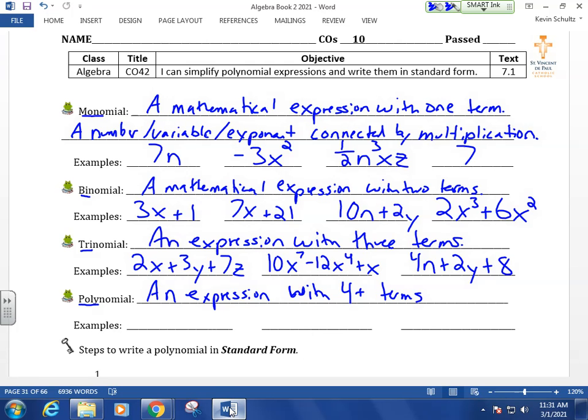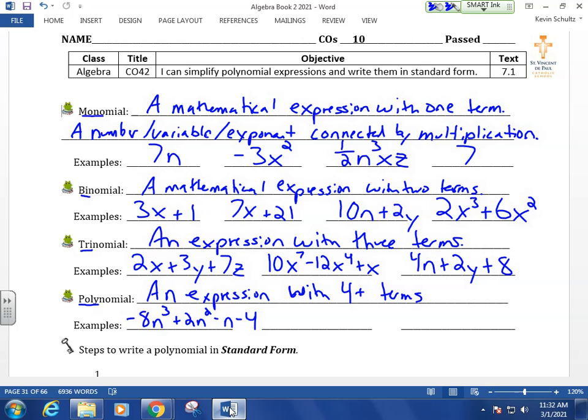So some examples might be negative 8n cubed plus 2n squared minus n minus 4. Okay? All those n's don't have the same power, therefore they can't be combined. Any others? Anyone want to throw up a polynomial here?